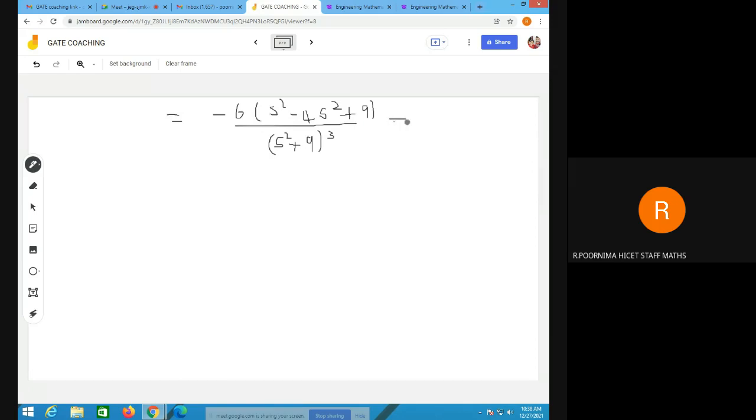So s square minus 4s square becomes minus 3s square, plus 9 outside the minus 6. You take minus 3 outside, so finally you will get plus 18, because minus 6 times minus 3 gives plus 18. So 18 into s square minus 3, divided by s square plus 9 the whole cube. So this is the solution of the Laplace transform. This choice has been given in the question. You have to select this.